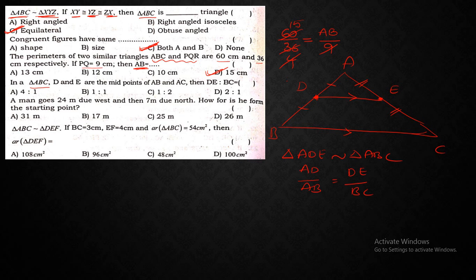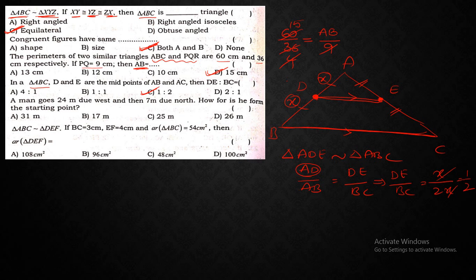Since I need DE by BC, if I consider this as X, this is also X because this is the midpoint. So DE by BC is equal to AD by AB, where AD is X and AB is 2X. The X's get cancelled, so the ratio is 1:2. Do remember, when in a triangle two sides are joined by their midpoints, the line segment joining the midpoints will be equal to half of the third side. What did he ask? DE is to BC, which is nothing but 1:2.